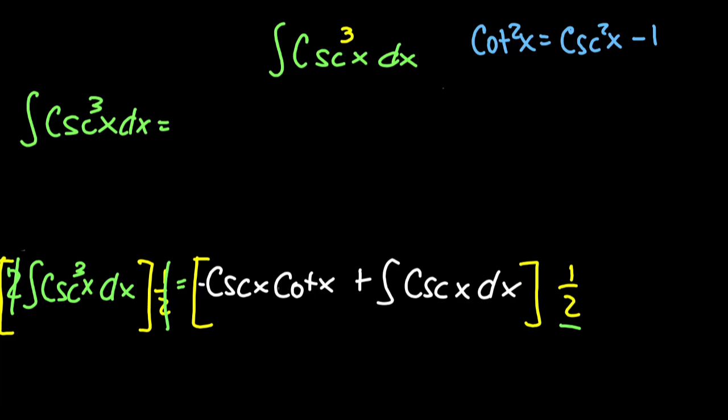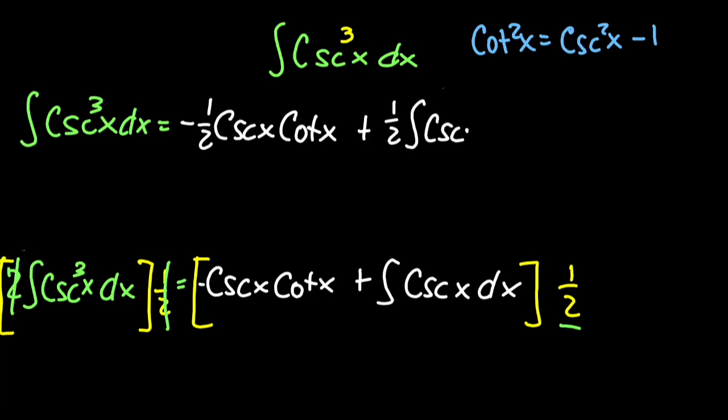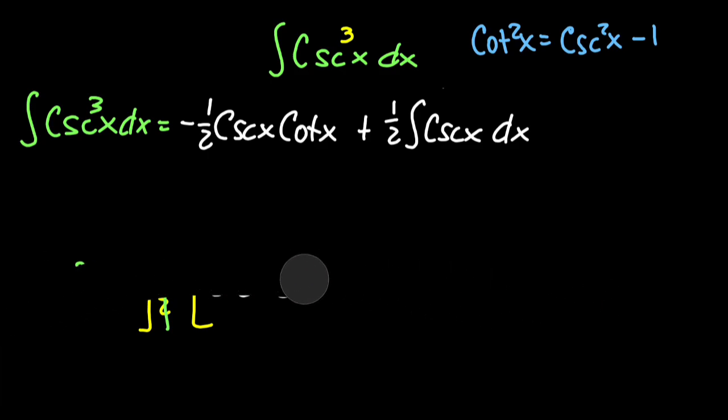And multiply 1/2 by the first term first, which is negative 1/2 multiplied by cosecant of x, cotangent of x, plus 1/2 the integral of cosecant of x dx. You can see here, this is already simplified, and our last step would be to integrate the cosecant of x. But in this video, I will not be putting the full step of it because it is quite long. And instead, I will just put the full answer regarding that.